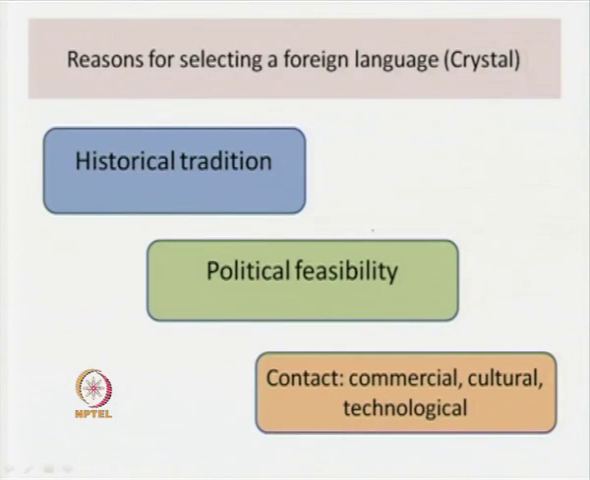Second is its political feasibility. Definitely, if a language is not feasible politically, then it is not appropriated by a certain region. So, historical tradition, political feasibility, and also, of course, contact: commercial, cultural and technological, both historically and not only historically, but also in the current scenario, matters technological, commercial and cultural.